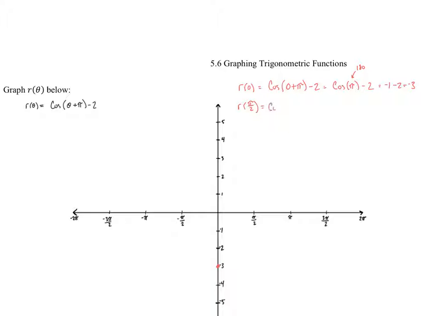Okay, let's do r of pi over 2. That's the same as cosine of (pi over 2 plus pi) minus 2. If you want to add these fractions, you can. What a lot of people are doing, and I think it works really well, is think of this as 90 degrees and this as 180 degrees. So what is 90 degrees plus 180 degrees? That's 270 degrees. What is cosine of 270? It's 0. 0 minus 2 is -2. So we've got the new point, (pi over 2, -2).